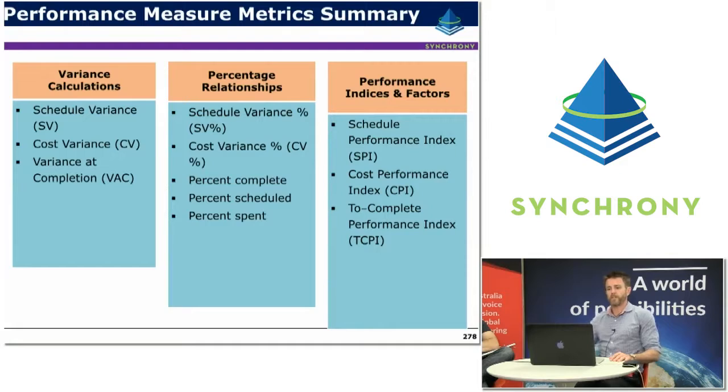So in summary of the performance metrics, the variance calculations, we have schedule variances, we have cost variances for performance to date, and then projecting outwards we have a variance at completion, which is telling us the forecast variance compared to the PMB at completion of the project. These can be expressed as percentage relationships as well, so we have a schedule variance percentage, a cost variance percentage, percent complete, percent scheduled and percent spent. And of course performance indices and factors, which once again is just taking that same information and expressing it as a schedule performance index, a cost performance index or a to complete performance index.